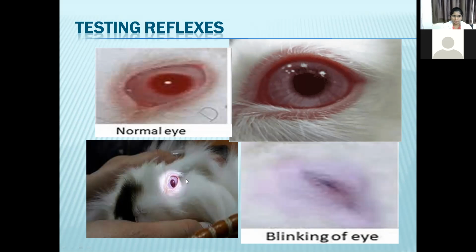Atropine does not show any light reflex because it is an anticholinergic drug. It blocks M3 receptors. So the light reflex is absent in this practical on mydriasis, and the blinking of the corneal reflex is present.